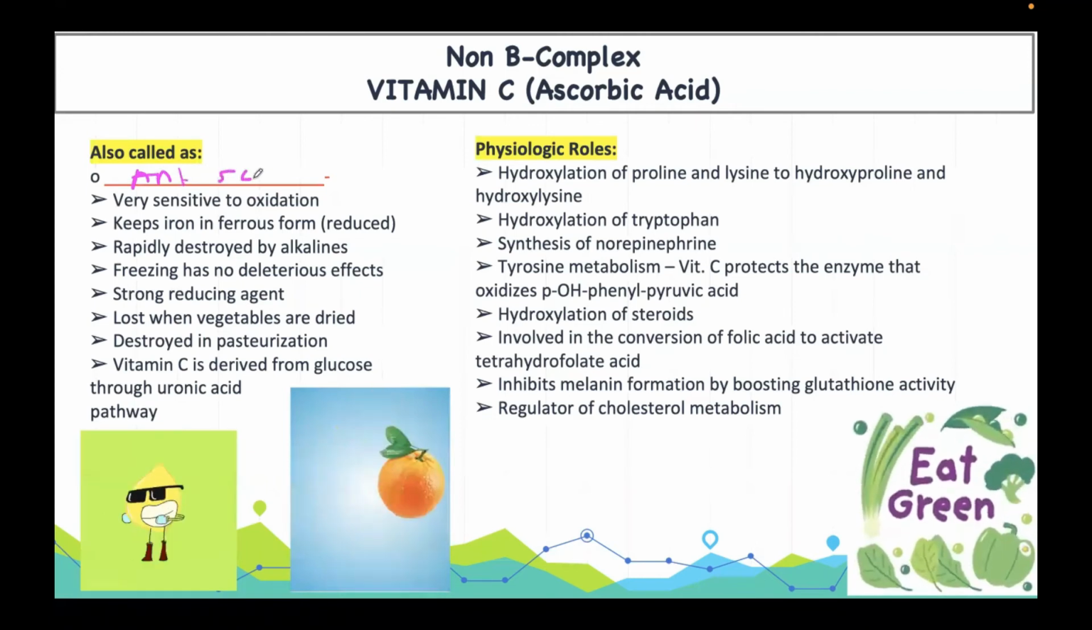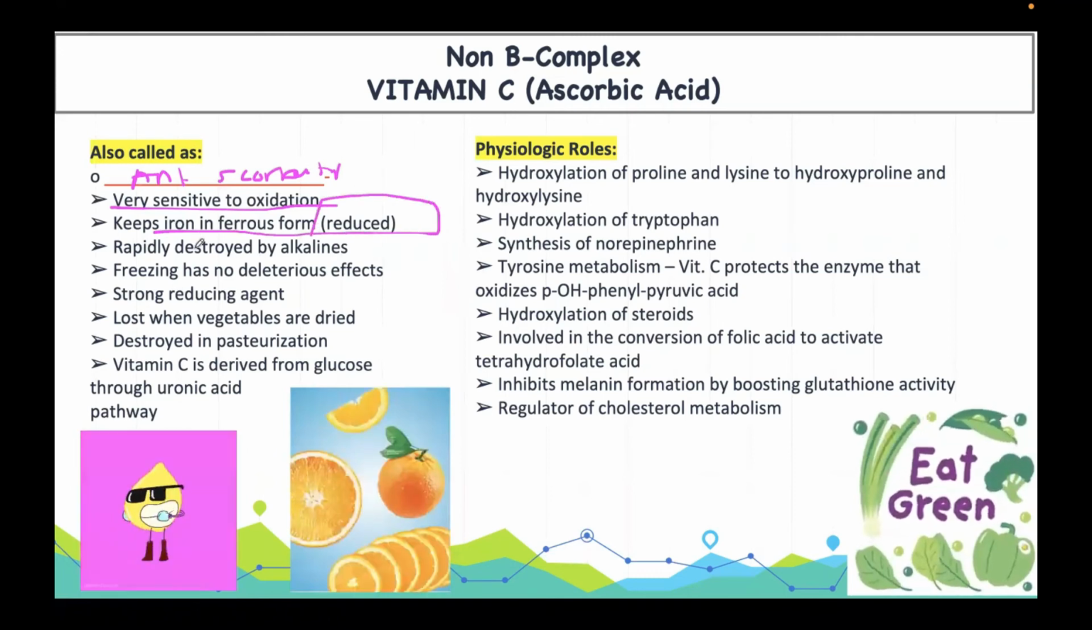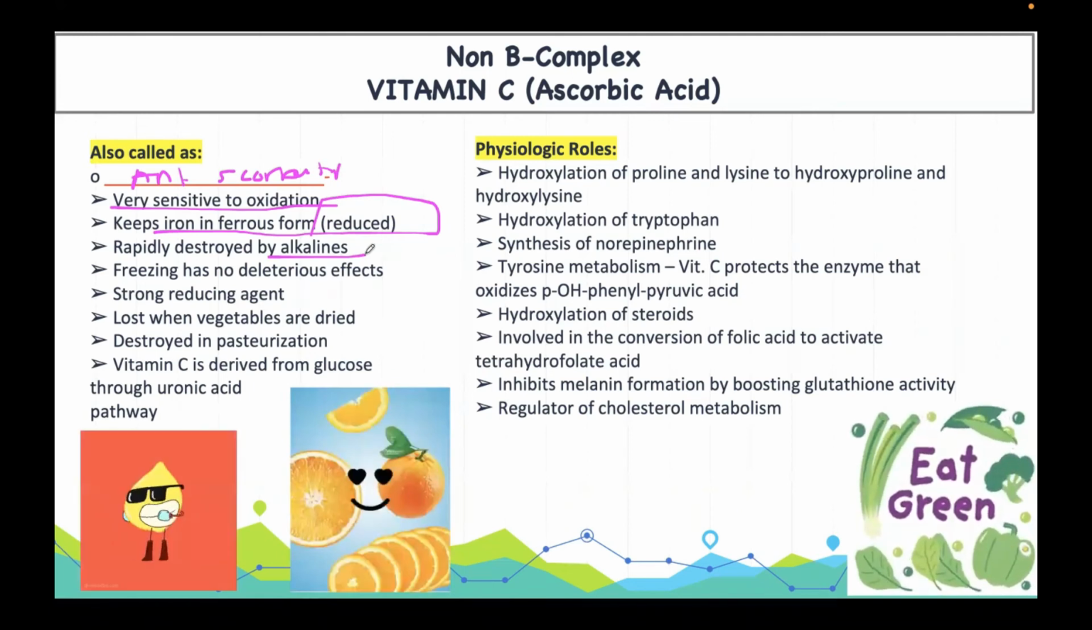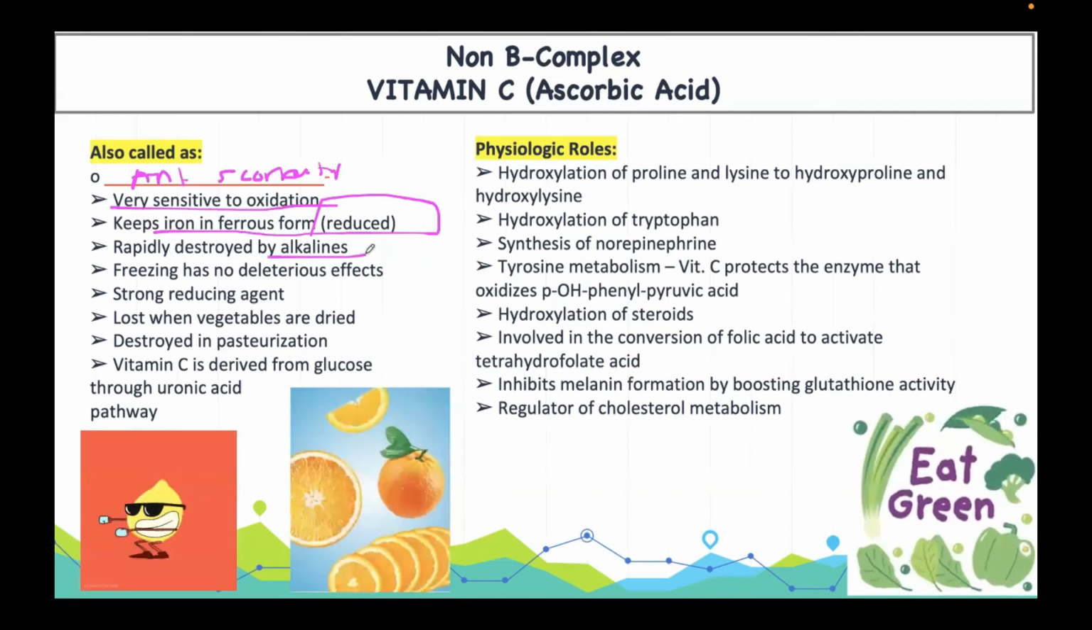scorbutic acid. It is very sensitive to oxidation. It keeps iron in ferrous form. If it is reduced, it is rapidly destroyed by your alkalins. Freezing has no deleterious effects and it is a strong reducing agent. Pakitandaan po yun. Your ascorbic acid or your vitamin C is destroyed in pasteurization, and your vitamin C is derived from glucose through uronic acid pathway.